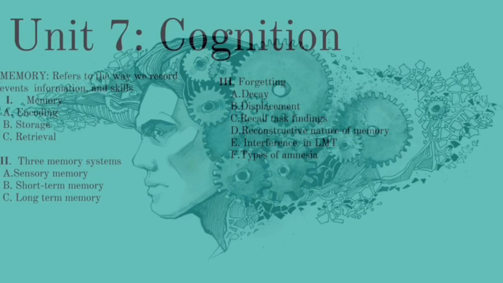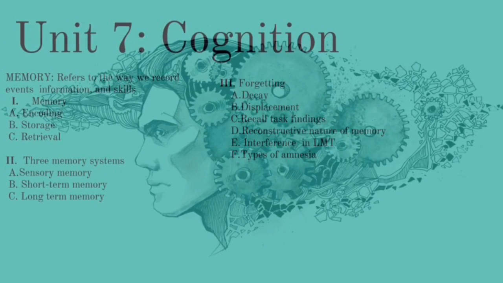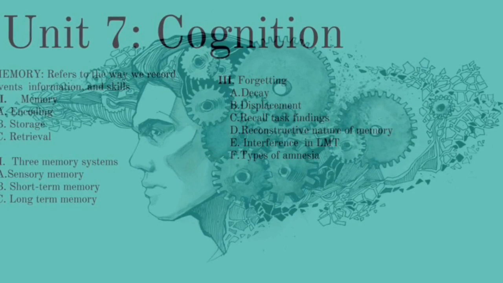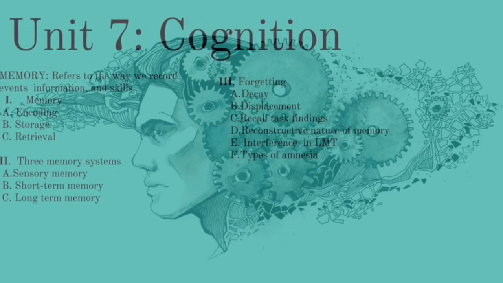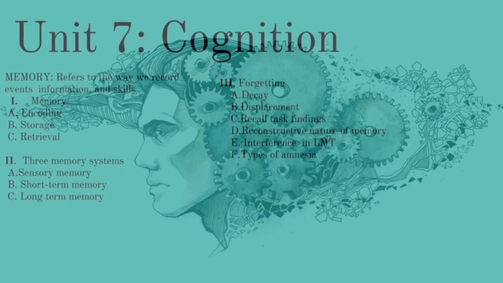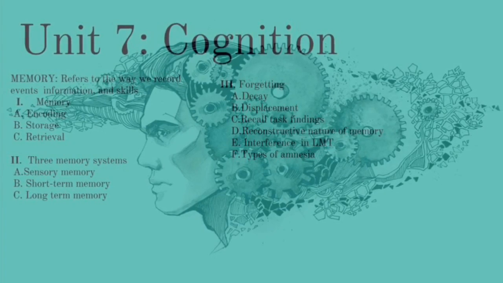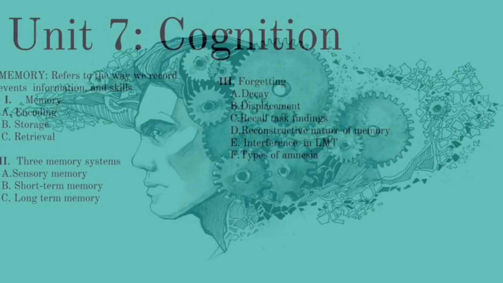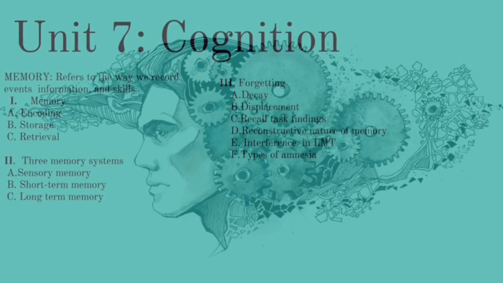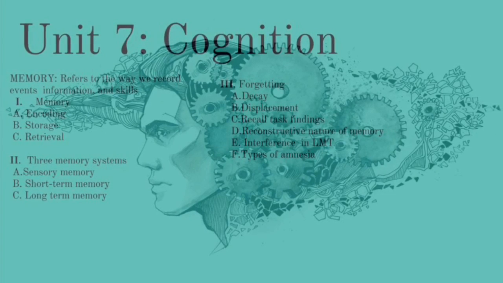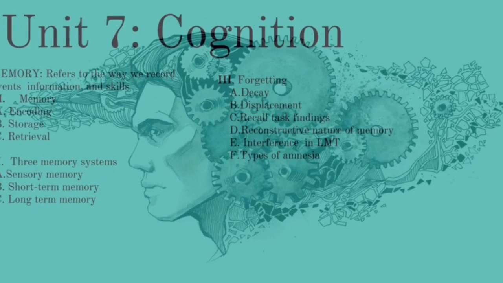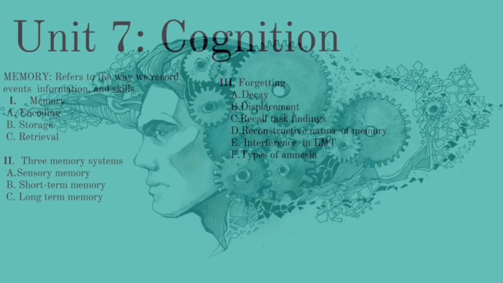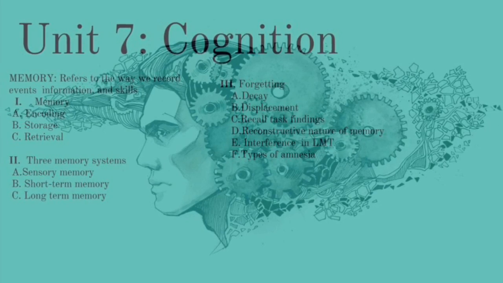To move on, we'll talk about Unit 7. Memory refers to the way we record events, information, and skills. Memory has encoding, storage, and retrieval. We have different types of memory systems: sensory memory, short-term memory, and long-term memory. We also have different ways of forgetting: decay, displacement, recall, reconstructive nature of memory, interference, and types of amnesia. There are two types of amnesia: anterograde amnesia, which is when a patient cannot form new memories after brain injury, and retrograde amnesia, which is when a patient cannot remember events prior to brain injury.